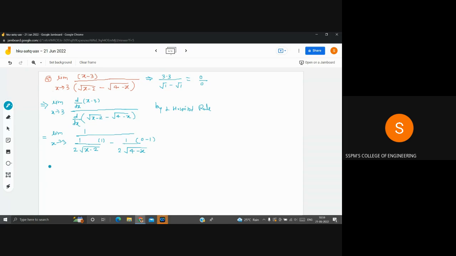Okay. Now here in the remaining function, when you apply the limit as x tends to 3, what will be there? Yes, in this case you can apply the limit as x tends to 3.